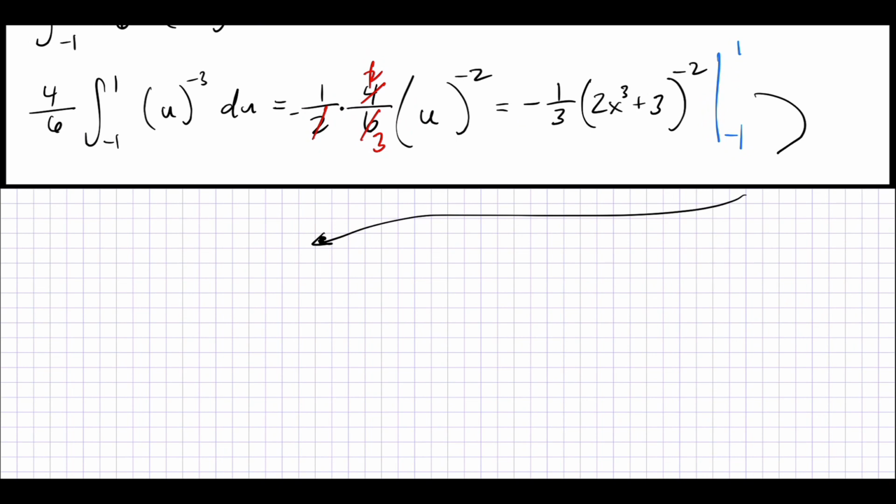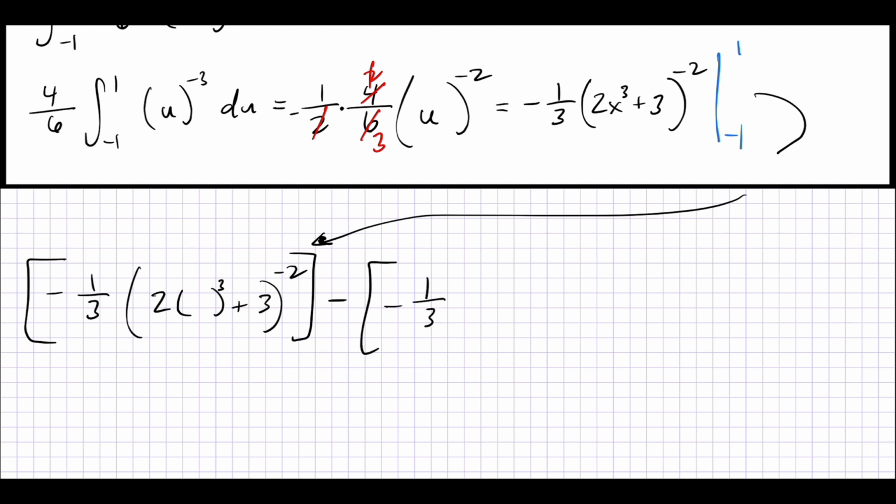All right, so let's set this up. You get -1/3 times (2x to the third plus 3) to the -2. That's one of them. The other one's going to be exactly the same, except the number inside is going to be plugged in differently. So I'm going to plug in 1 for the first one and -1 for the second one.